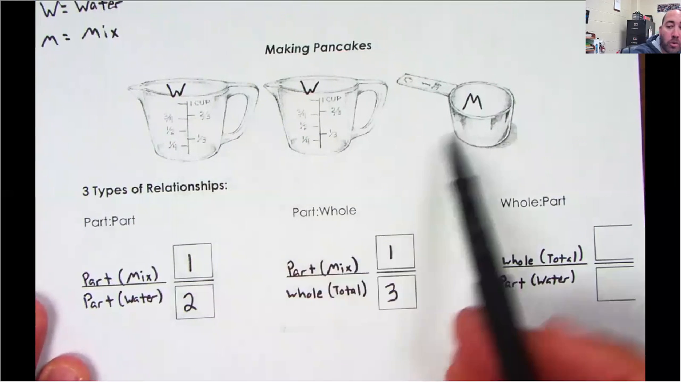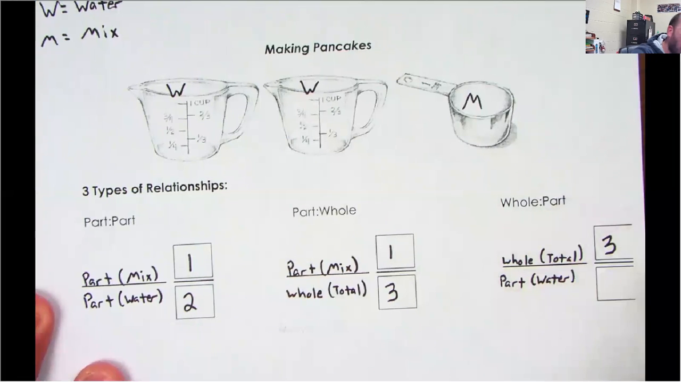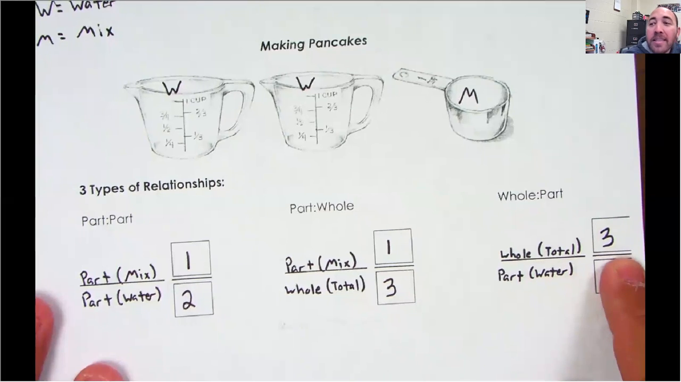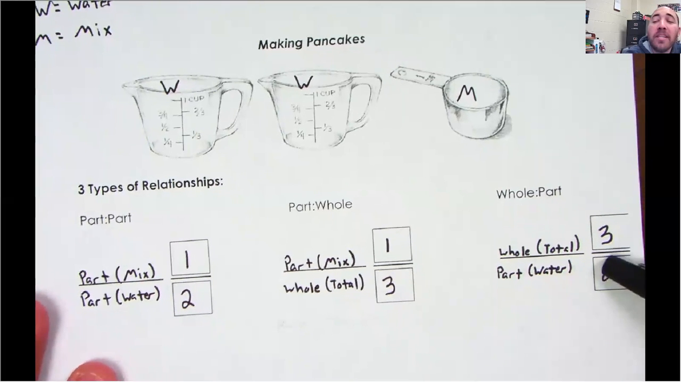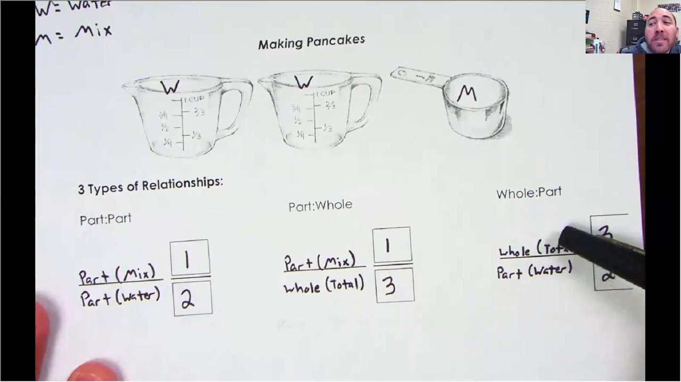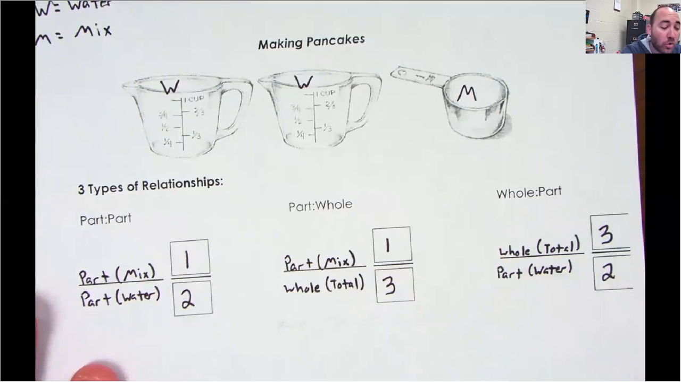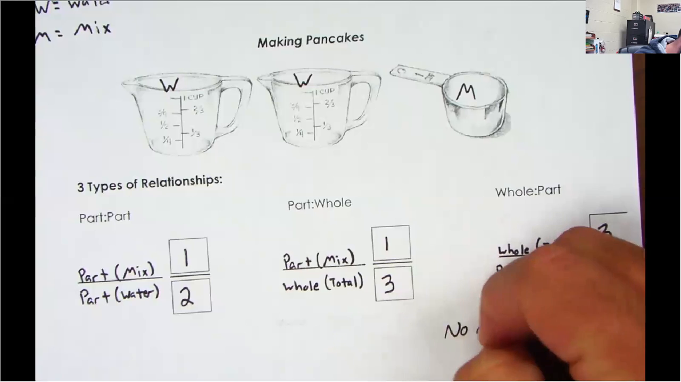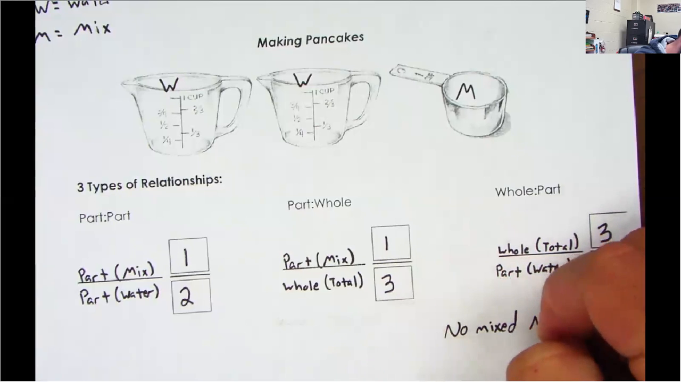My whole is my total. I have 3 total items. Part water. I have 2 waters. Do I convert this to a mixed number, like 1.5? The answer is no, guys. You leave the improper fraction alone because you are now comparing 2 things. Notice we are comparing 2 different things. If you were to convert this to a mixed number, then you're only comparing 1 thing. So there will be no mixed numbers.